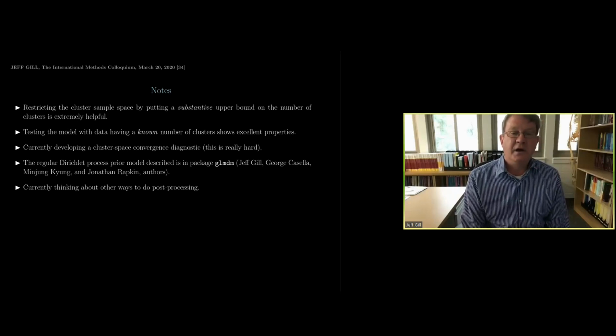That helps a lot. The model works fine when testing with a known number of clusters with contrived or synthetic data. What I lack is a cluster space convergence diagnostic. The diagnostics on the MC convergence were perfectly fine for every dimension that I could look at. There, as far as I know, and if somebody out there knows of one, please let me know, a diagnostic over just the cluster space dimension. I have some ideas, but it turns out it's pretty hard.